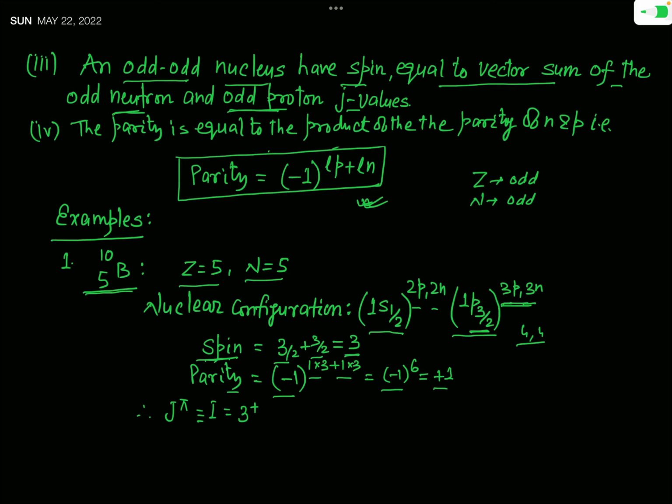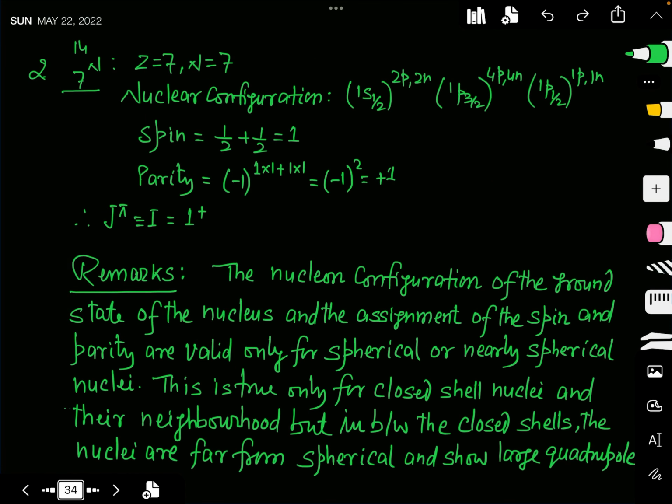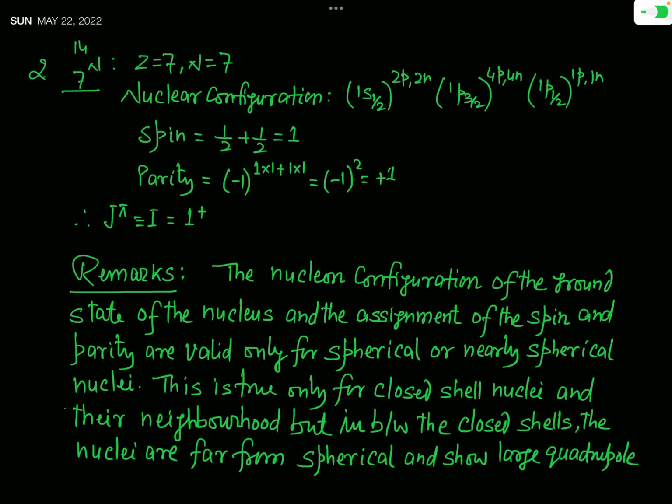So spin is 3 and parity is plus 1. So we write J pi, or I, equal to 3 plus. Okay, I hope you have understood this example. Now take another example. This is nitrogen-14.